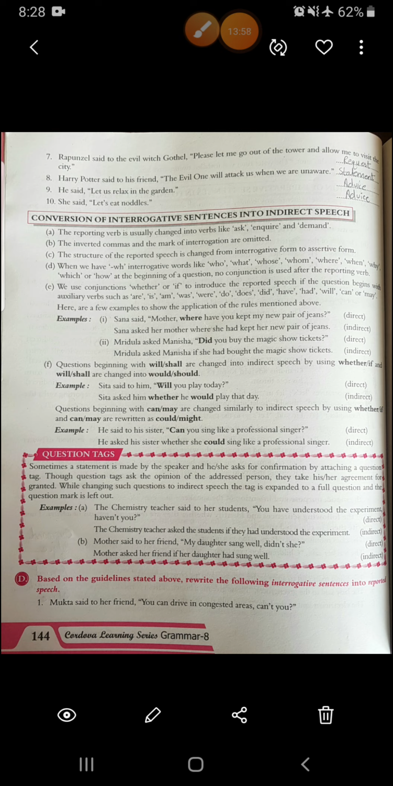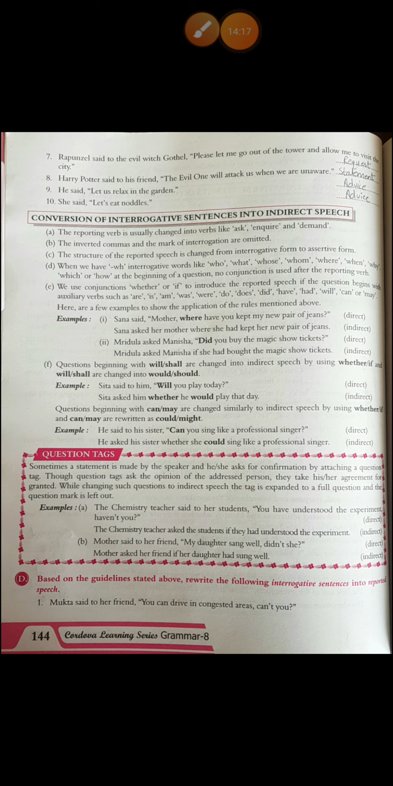Eighth is, Harry Potter said to his friend, "The evil one will attack us when we are unaware." It's a statement. Harry Potter told his friend that the evil one would attack them when they were unaware. Ninth is, he said, "Let us relax in the garden." It's an advice. He suggested that they should relax in the garden.